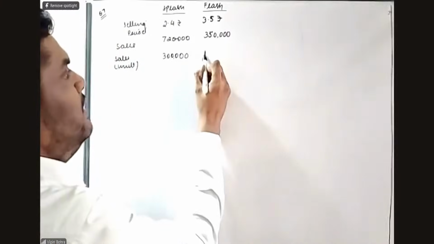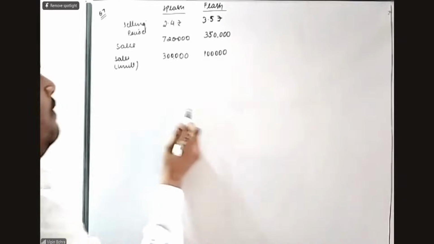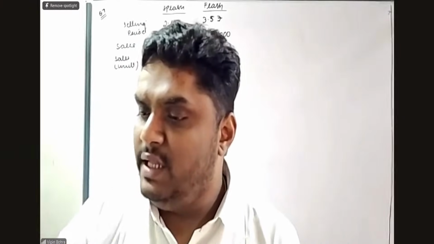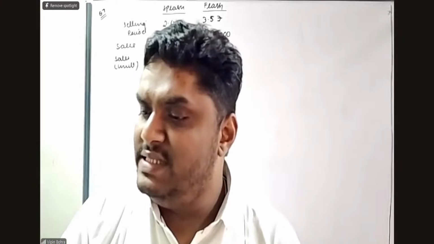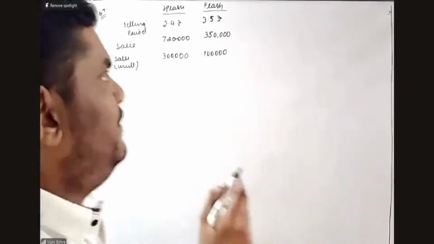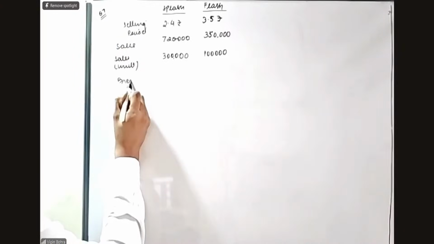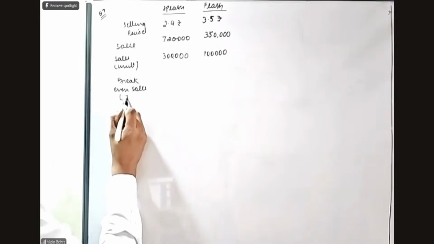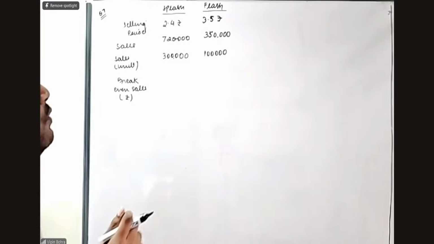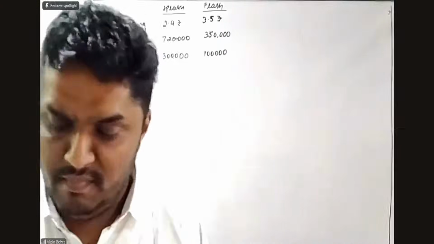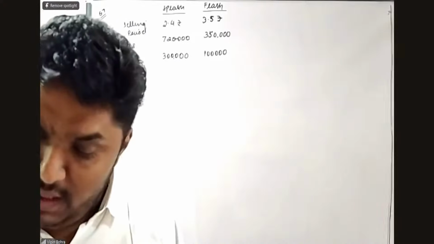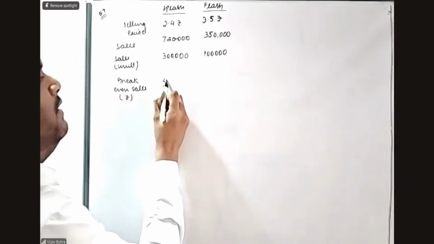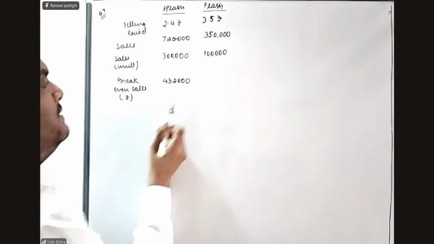This will be 1 lakh units. Further, it is given in the question that the break-even sales is planned at 60% of the total sales of each product. So let's write down the break-even sales in rupees also. That is 7,20,000 into 60%, that is 4,32,000 will be my break-even sales.